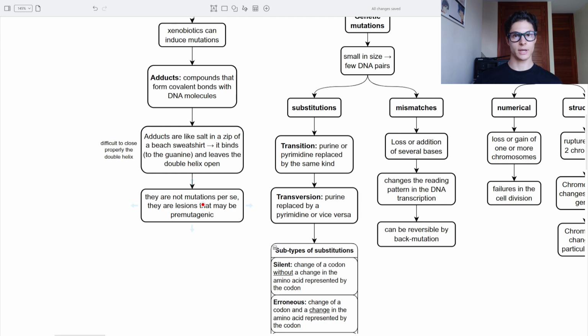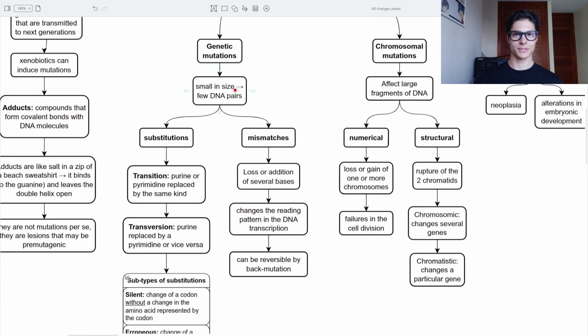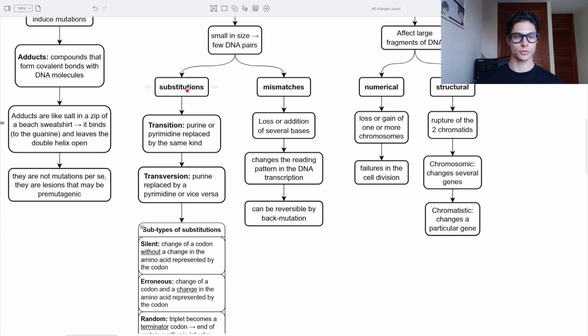These are not mutations per se. They are lesions that may be pre-mutagenic. So adducts, pre-mutagenic. Types of mutagenic effect. We have genetic mutations and chromosomal mutations. Genetic mutations are small in size. They affect only a few DNA pairs. And here we have the substitutions and the mismatches.